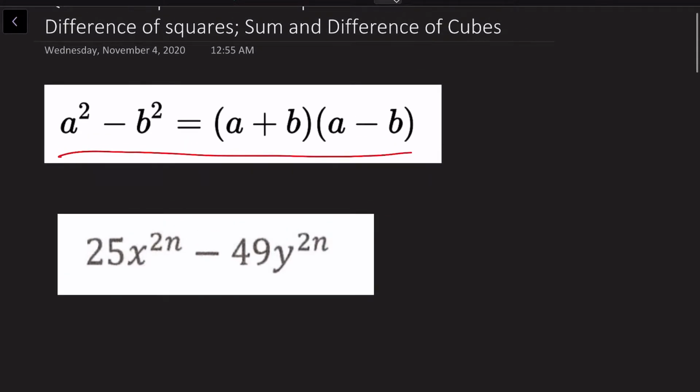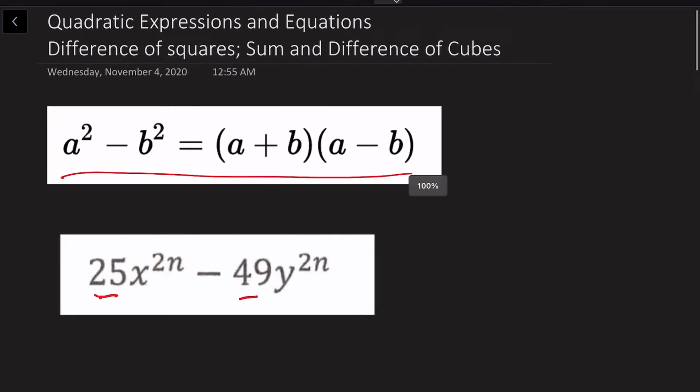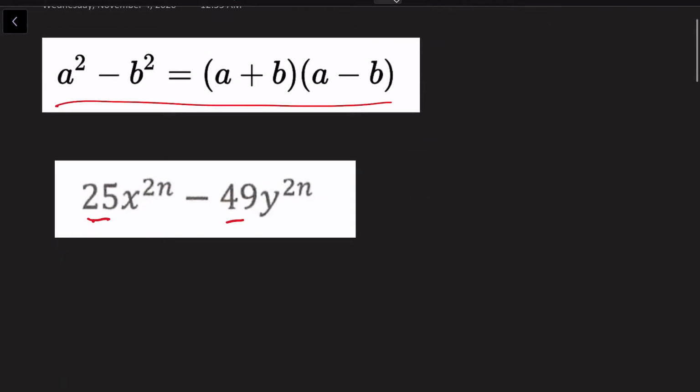Now, immediately I can tell that 25 is a square of a number and 49 is a square of a number. Similarly, x to the 2n is obviously a square of x to the n, and y to the 2n is a square of y to the n. So I right away know that this is a difference of squares problem.